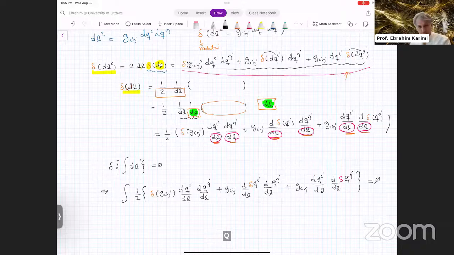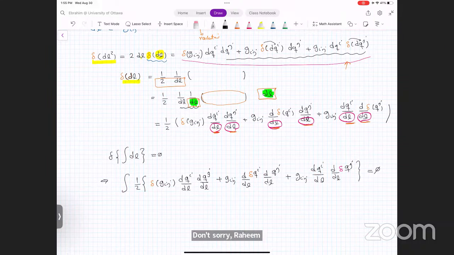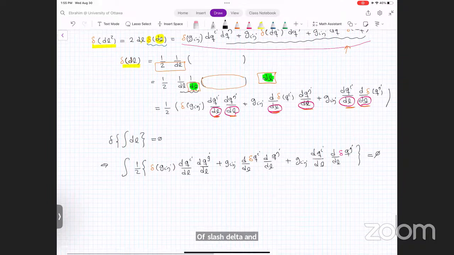Dr. Ibrahim, we have a question. Subra says, what are the differences of delta and D operators? Are they the same derivative operators? Oh, no, yes, they are the same.